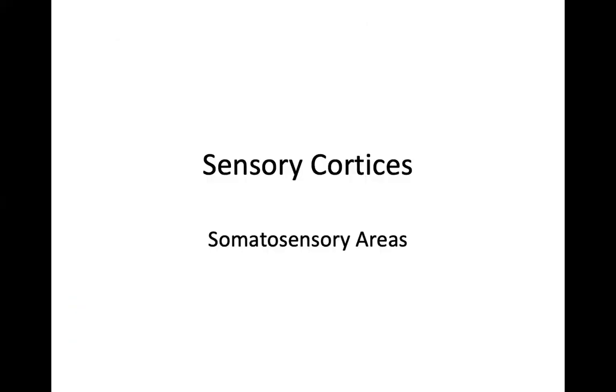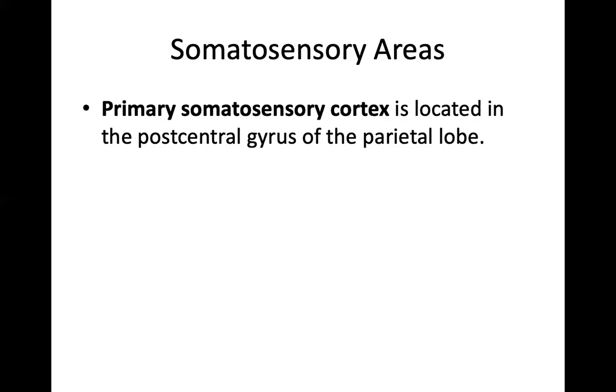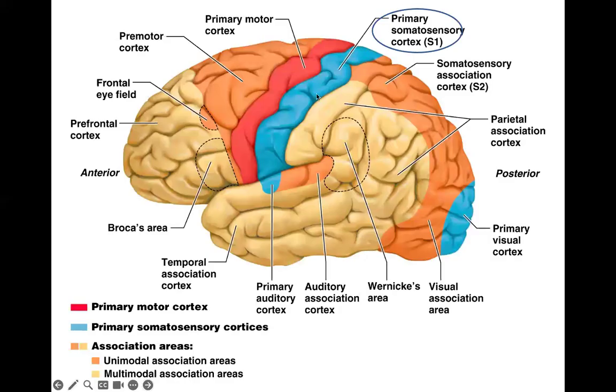The blue area is the sensory area. Somatosensory, that means we can feel temperature, touch, vibration, pressure, stretch, joint positions. These are somatosensory. And which area is that? It's located in the postcentral gyrus. I told you earlier, think about the central sulcus. Behind that, this blue area is the postcentral gyrus. It's the primary somatosensory cortex, S1. There is another one associated, which will be S2.